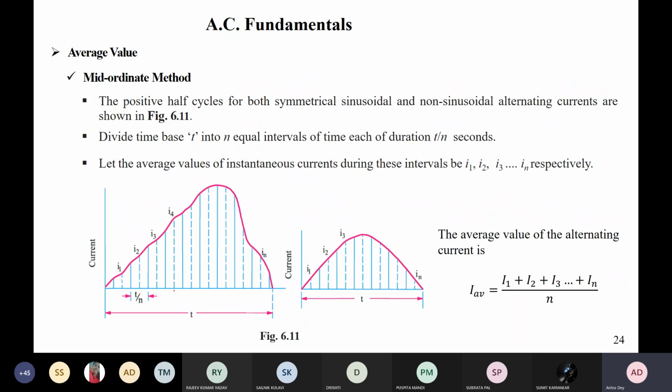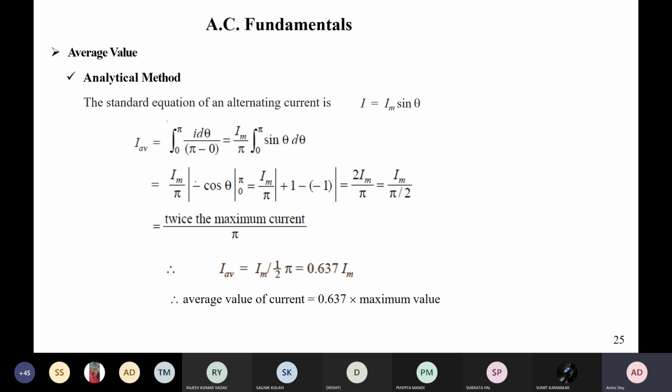The mid-ordinate method is the same as before: you segment the entire time period into n number of segments, take the average of these, and you get your average value. If you want to do it analytically, for a standard alternating current with an exact sinusoidal shape, instead of 0 to 2 pi we now take only 0 to pi, because the negative half cycle is exactly similar. So we take the average from 0 to pi of i dt.